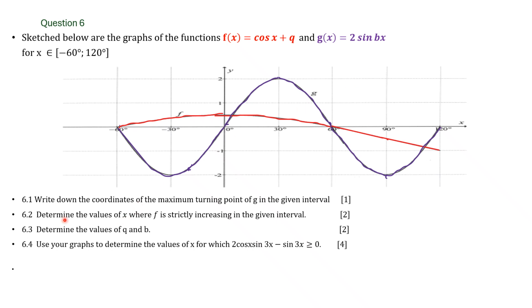6.1: write down the coordinates of the maximum turning point of g in the given interval, the highest point where it turns. 6.2: determine the values of x where f is strictly increasing in the given interval. So when the x value is increasing, the y value is increasing. 6.3: determine the values of q and p. 6.4: use your graph to determine the values of x for which 2 cos x sine 3x minus sine 3x is greater than or equal to 0, for 4 marks.